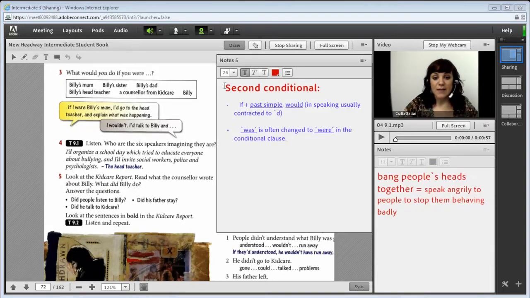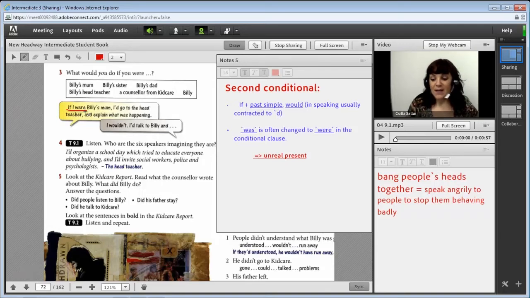Now, here's a reminder of the second conditional, just to make sure that you use the right form in your sentences. So in a second conditional sentence, after if, we need to use the past simple. That's the if clause. And in the other part of the sentence, we need would, which is in speaking usually contracted to apostrophe D. Now, if you have a look at this example sentence, if I were Billy's mom, if I were. Yes, after if, past simple is used. But what is interesting in this part of the sentence is that after I, instead of was, which is normally the correct form of the verb to be in the past simple after I, were is used.